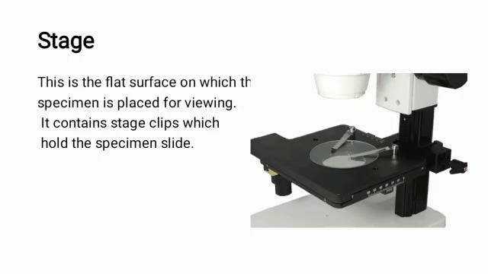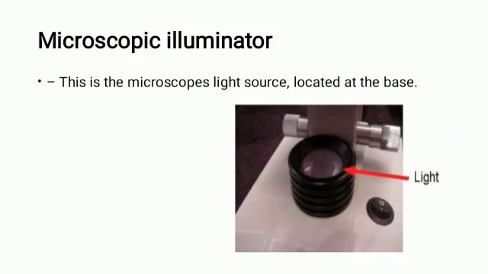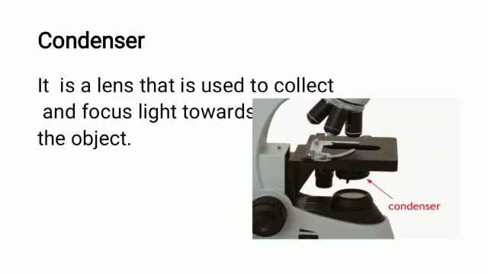Next we have the stage shown in the picture, and you can also see two stage clips over the stage. The clips are used to hold the slide, and the stage is that flat surface on which the specimen is placed for examining. Next we have the microscopic illuminator. This is the microscope light source located at the base of the microscope. Then we have the condenser. Condensers just condense the light towards the object. It is a lens that is used to collect and focus light towards the object, so the object's image can be seen sharply.